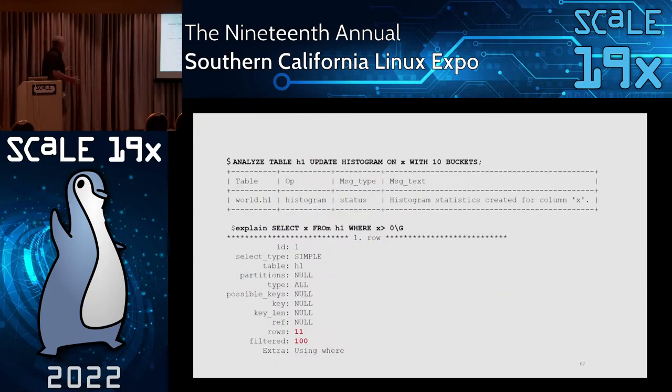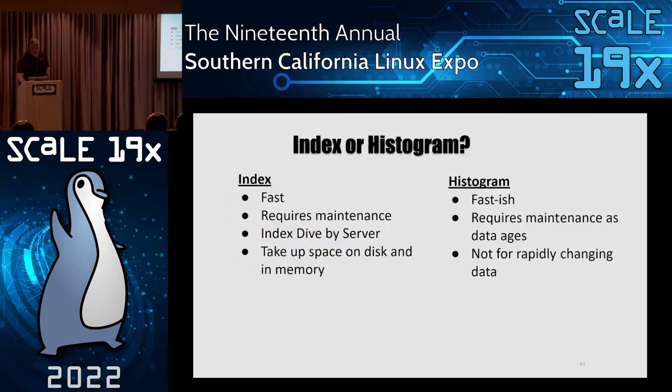So we're going to create a histogram. You can have up to 1,024 buckets in each histogram. And we now create a histogram on the column X. And now we say explain select star from H1 where X is greater than 0, and all of them are greater than 0. It says, hey, there's 11 rows and we have to read all of them. Now, as you change this data, it gets a little bit out of date, but you don't have the overhead of an index. So we get the better estimate there.